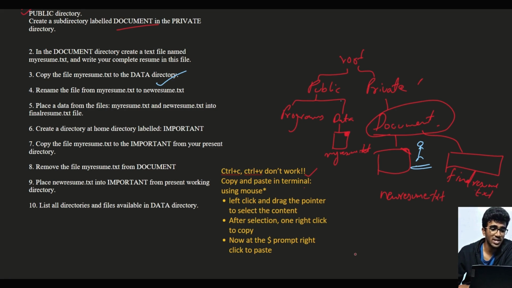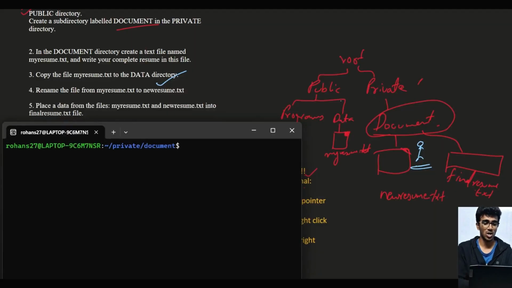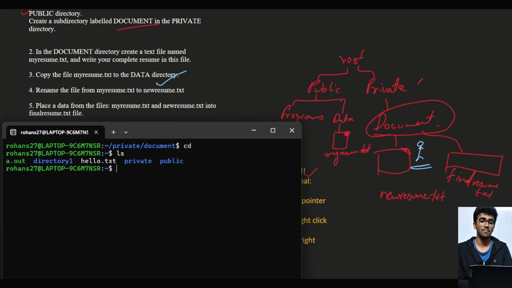And sixth question: create a directory at the home directory labeled important. Okay, so home is above public and private. That is simple. Presently we are in documents, so just type cd to go to home. When you type cd, you are above public and private. If you want to check, just type ls. Public and private are below your home.